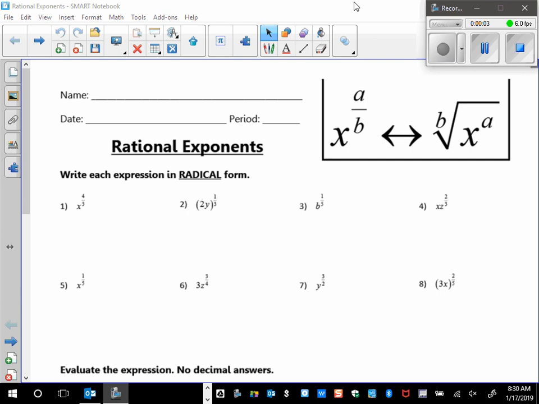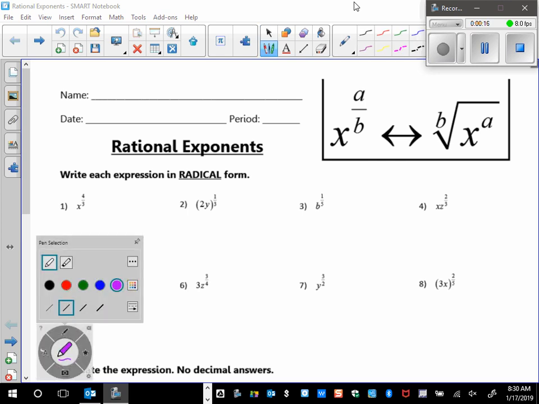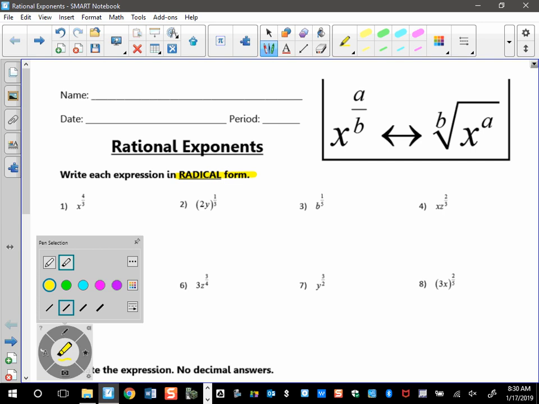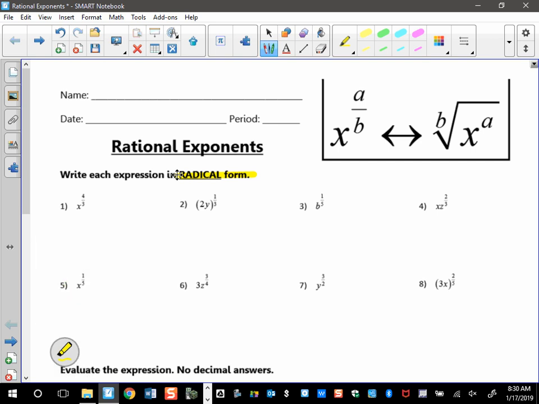Okay, so this lesson basically relates to what I've been talking to you about, how a root tells you how many groups you're trying to make, like groups of 3, groups of 2, groups of whatever. So we're going to look at this in 2 directions. The first direction, and I would always look for this first: radical form means my answer should have a root of some sort in it. Okay, so if it says in radical form, that means I should see that radical sign, that square root, cube root, whatever.